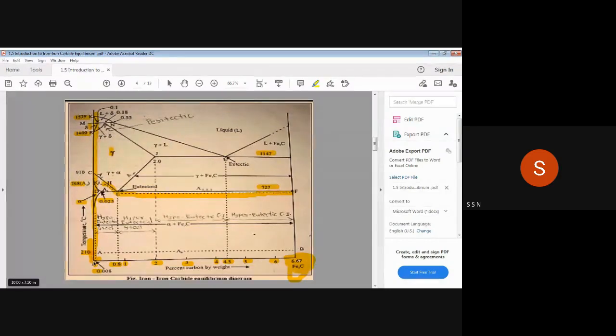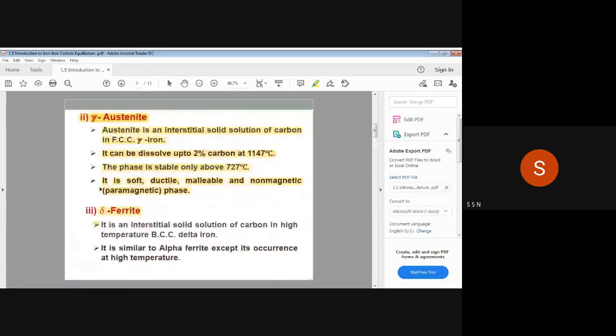As we move from this 0% of carbon to 6.67% of carbon, we will get different phases, and those phases we need to study. We have just seen alpha and gamma only. We will see delta ferrite. Delta ferrite is also an interstitial solid solution of carbon in the iron only, but at high temperature, and it has BCC structure. The difference between alpha and delta is only that it is at a high temperature. The structure is the same, BCC structure only.